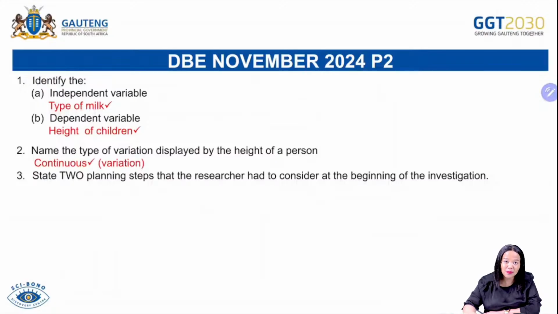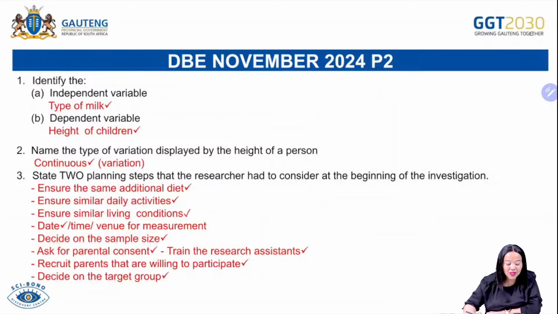State two planning steps that the researcher had to consider at the beginning. Remember the planning steps we said, this is what the investigator has to consider at the beginning. So the investigator had to make sure that the learners have the same additional diet, do similar activities, and live under the same environmental or living conditions. They had to decide on the sample size, on how many children are to be used for this investigation. And because it involves minors, they had to ask permission from the parents and decide also on the target group.